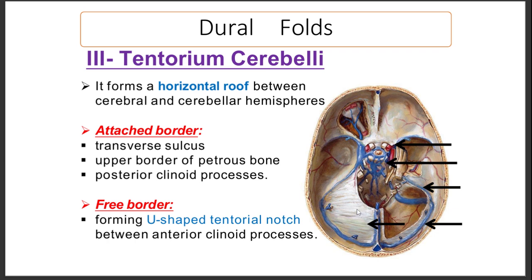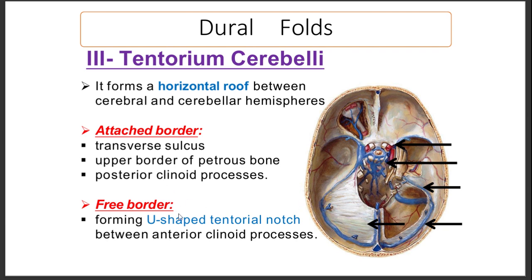And this guy is forming a roof between the cerebral and cerebellar hemisphere, like separating the cerebrum and the cerebellum. Where does it attach? It will attach to the transverse sulcus, upper border of the petrous part of the temporal bone there, and then the posterior clinoid process, which is part of this bone here. Okay, the middle part here.